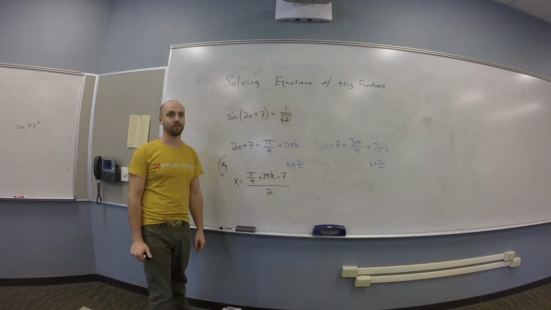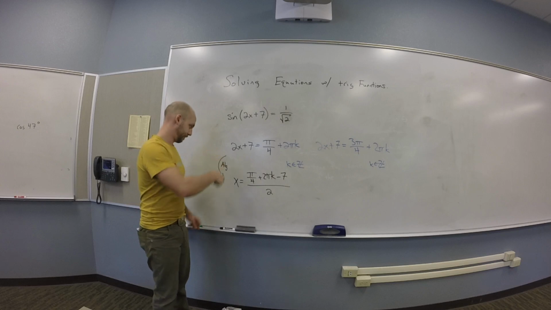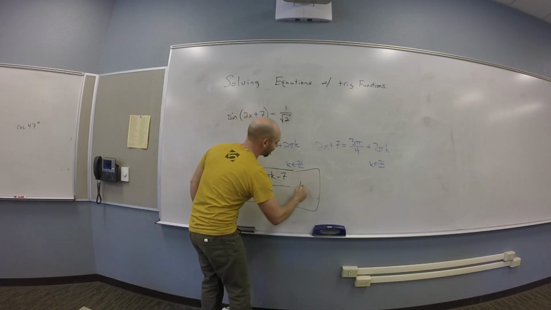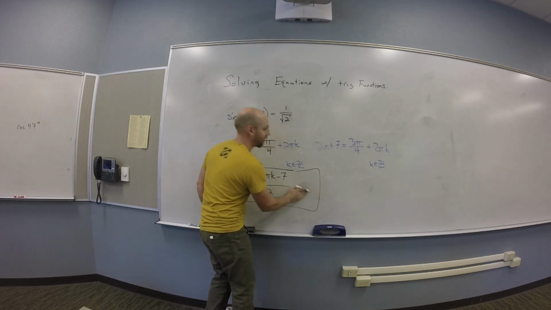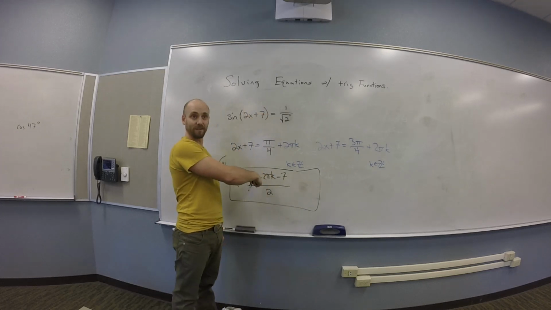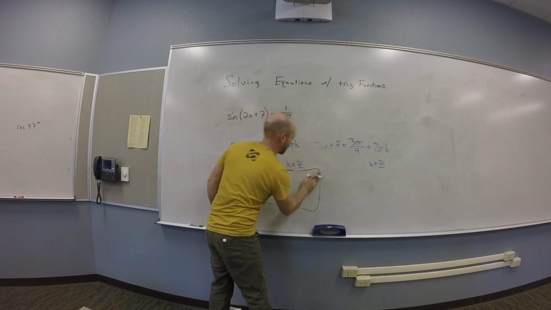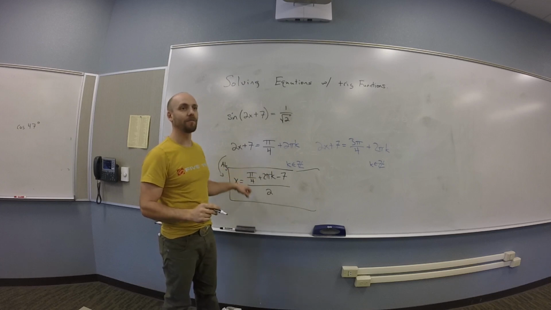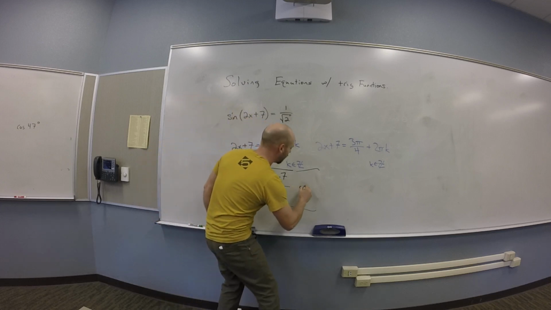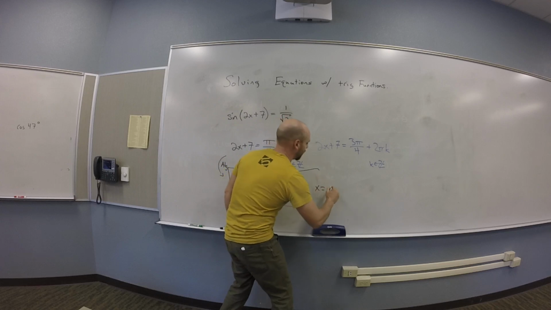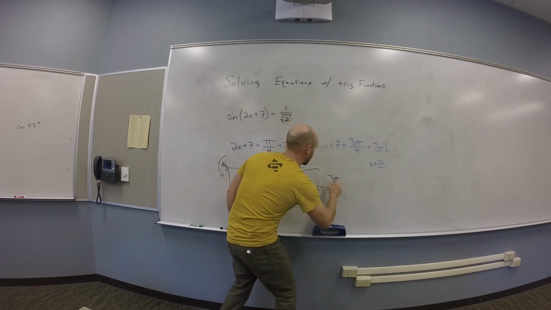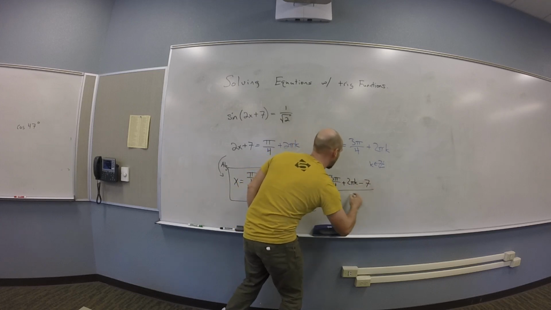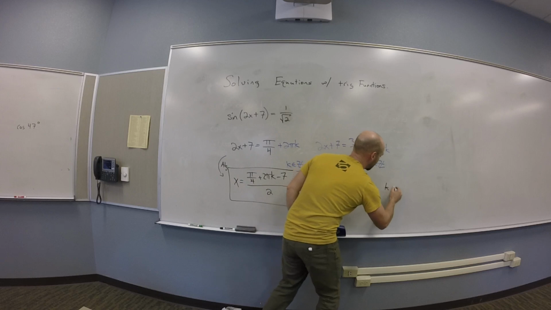And so if we just leave it like that, nothing more to do. Oh wait, except I didn't finish this, right? Because I did this one plus 2 pi k, I need this one too. So either x is this stuff that I got from the pi over 4, or x is 3 pi over 4 plus 2 pi k, minus 7, all over 2. And k is in Z for both of these.